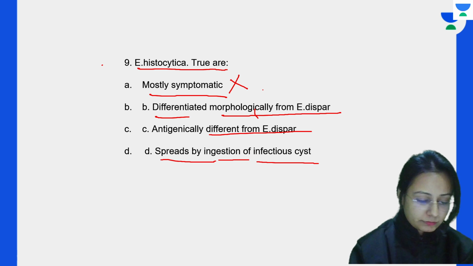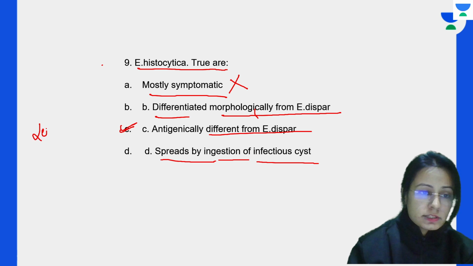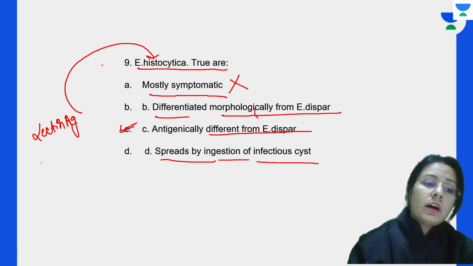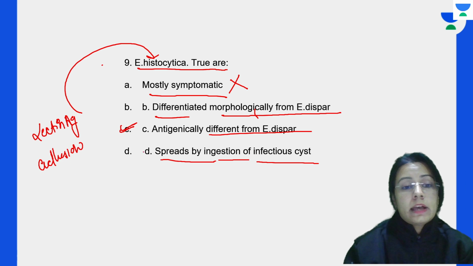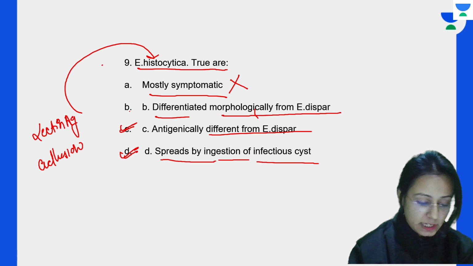morphologically. Antigenically, they are different because they have the lectin antigen present in Entamoeba histolytica, which helps in adhesion to the intestine, and they spread by ingestion of the infectious cyst. This is also a true statement.